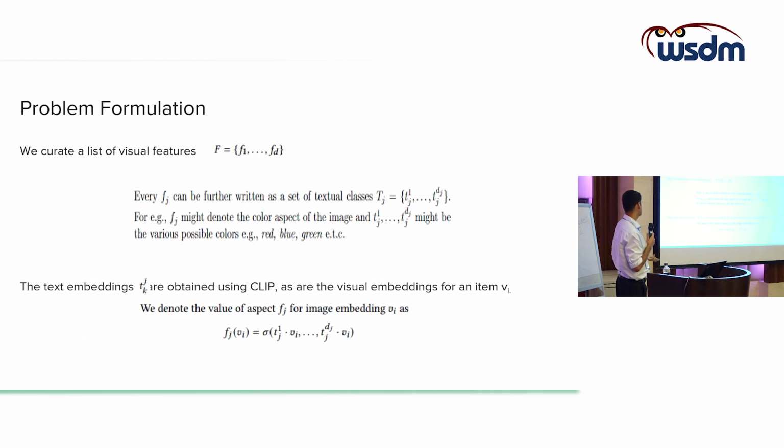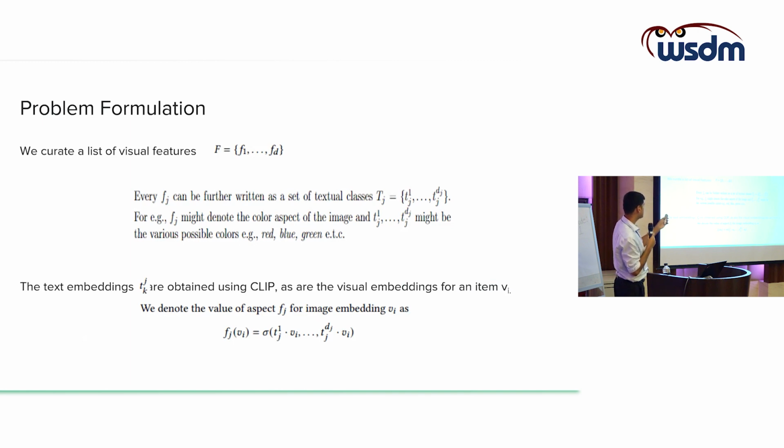So this brings us to our problem formulation. We consider a list of visual features F. I'll again motivate it with an example. Suppose I have a t-shirt and I want to find the list of features for the t-shirt. So I'll restrict my F to only two elements, say color and sleeve. So F1 is color and F2 is sleeve. These are the features of my t-shirt.